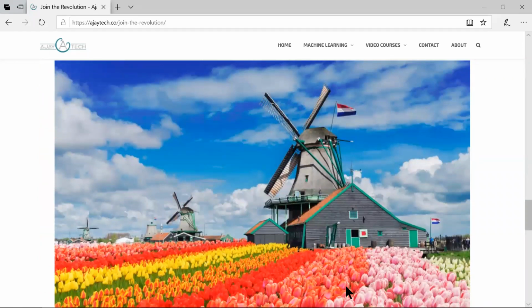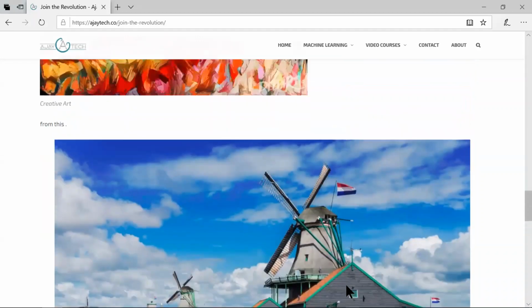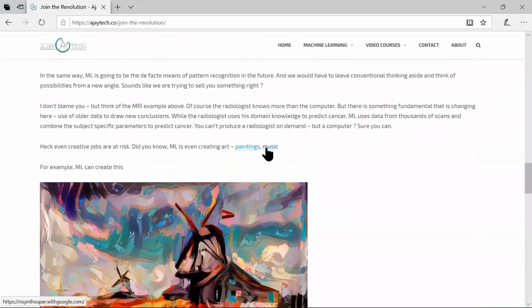Point being, the way data science and machine learning is progressing, it's invading every field. It's there everywhere, not just in banks, not just in Facebook. It's there doing paintings. It's there also doing music. You can just click this link and you'll see some examples of music being synthesized by a machine learning algorithm. In fact, it's called deep learning, but we'll get to that.